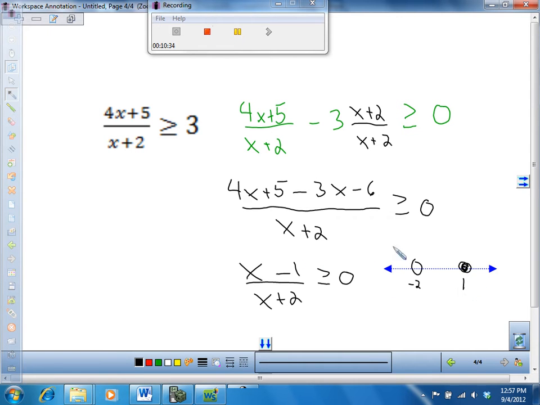And then I do my test again. To the left of negative 2, I get a negative. Divide by a negative, I get a positive. It goes like this: plus, minus, plus. And so then you could write x is less than negative 2, or x is greater than or equal to positive 1. See that? Berta? Yeah, maybe. Okay. The end.